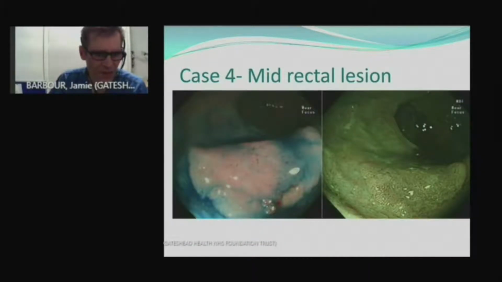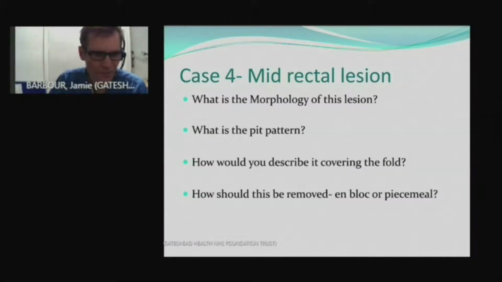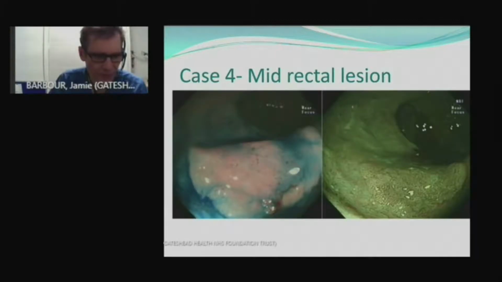Here's a mid-rectal lesion. What do we think of that? It's near focus and NBI. It's quite a flat lesion. What's the morphology? What's the pit pattern? How would you describe it covering the fold, and how should this be removed, en bloc or piecemeal?